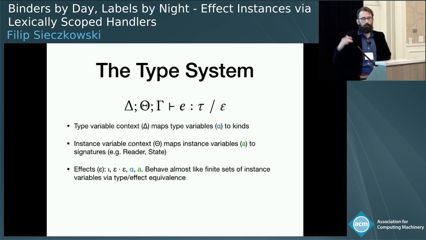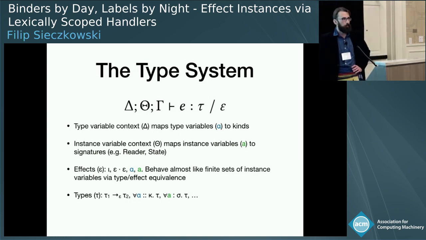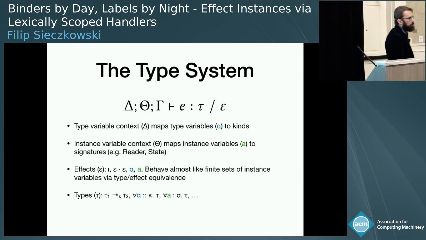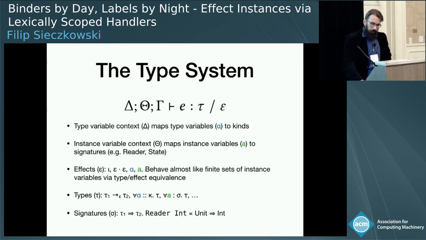And effects, finally, after all the years of row-like systems, behave like finite sets of instances. Like in old systems of Talpin and Jouvelot, it's just a finite set, and we can use both α's and a's there. And for types, we have arrows annotated with effects, we have universal quantification, and we have quantification over instance variables. And this means that the instance variables behave a lot like indices in Dependent ML. Only they are not natural numbers, they are just variables. And signatures basically encode the signatures like reader.